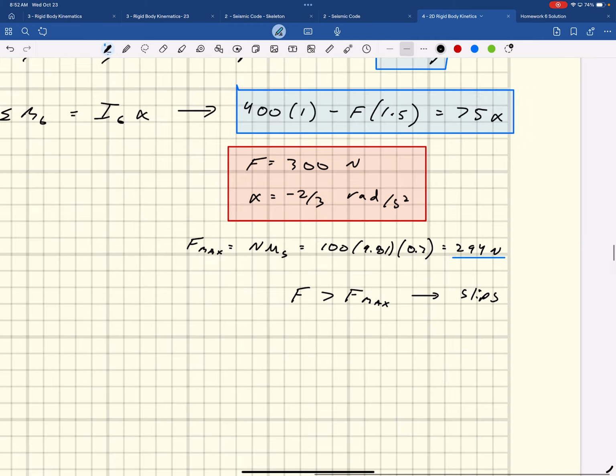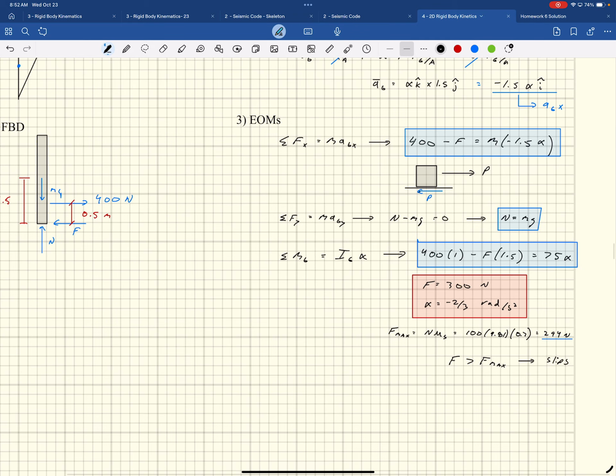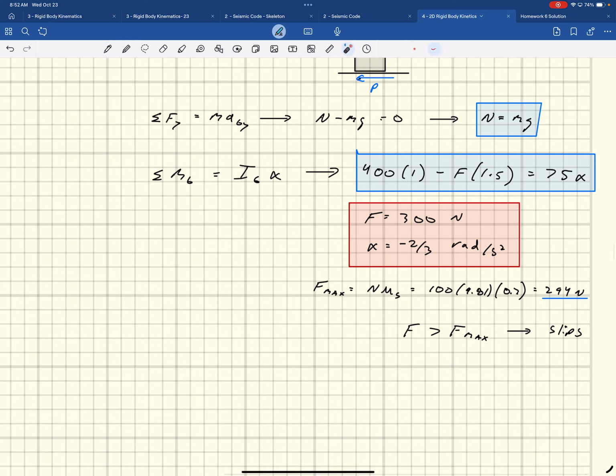A little more complicated one, but that's the big finding there: in order for it to tip over like this, the friction force would have to push back with at least 300 newtons, and it can't do it. Because before it gets there, the maximum that the static friction can hold would be 294 newtons. And so this wouldn't happen. It would slide out from underneath it.